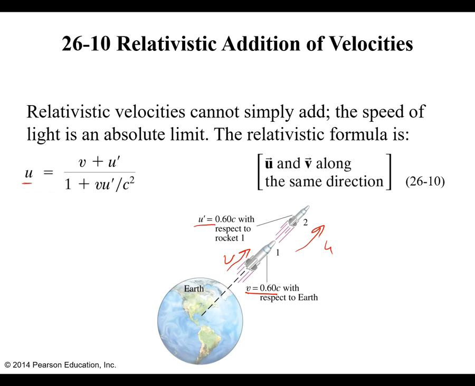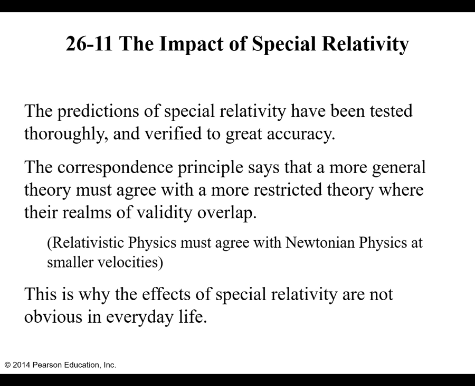The speed of rocket 2, which is launched off of rocket 1, is going to be the velocity of rocket 1 plus the speed at which rocket 2 is launched from rocket 1, from rocket 1's perspective, divided by 1 plus v u prime divided by c squared. Okay, so that's the relativistic velocity, and this is where we're going to be done with talking about the special theory of relativity. But before I close, let me make a couple of final comments here.